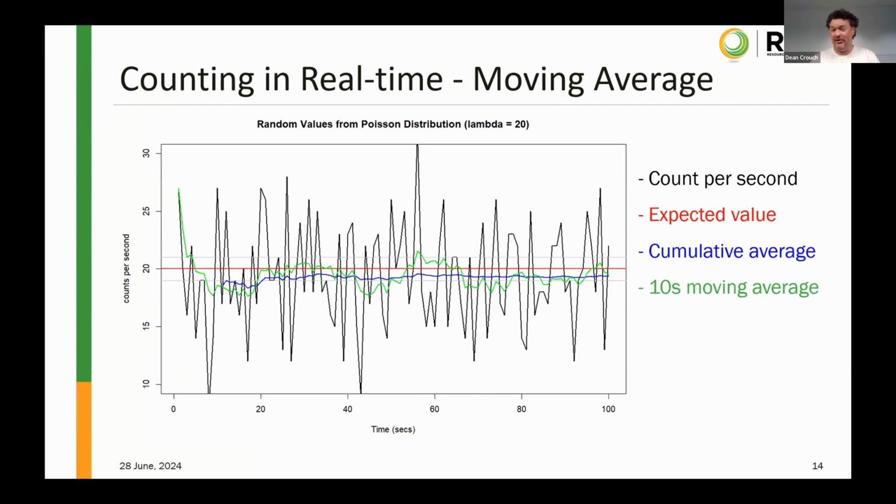So we've already talked about the cumulative moving average. This is a similar example. Again, the expected value is 20. Your actual counts are the black line going all over the place. Your cumulative average is that blue line. But what I've got on this as well is a 10-second average. So it's not every count that I've seen so far. It's just the last 10 seconds. And I apologize if it's hard to read, but this value continues to jump up and down.